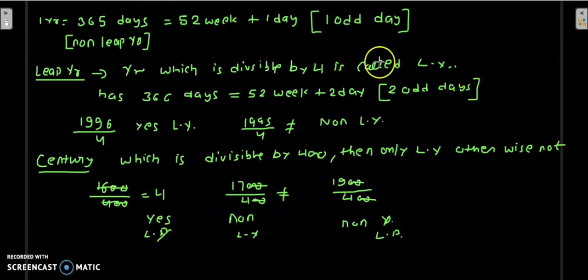Okay, so on this page we have two more pieces of information: a non-leap year has one odd day, and a leap year has two odd days. Clear? Write this down, everyone. Till now we discussed year. After year what is coming? Month.